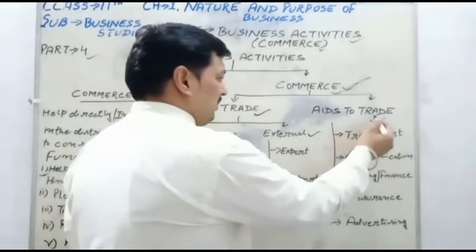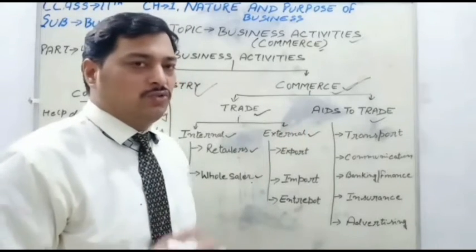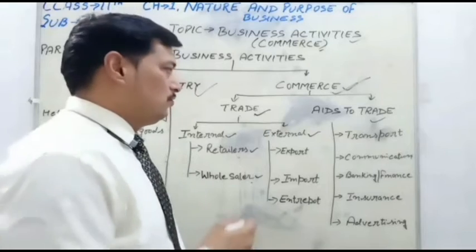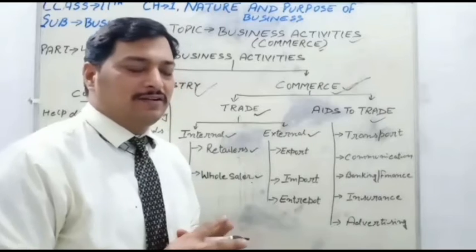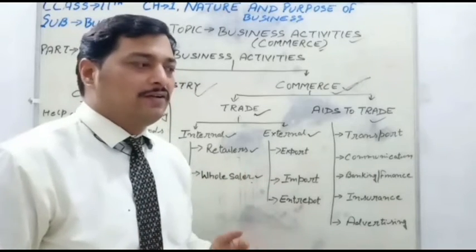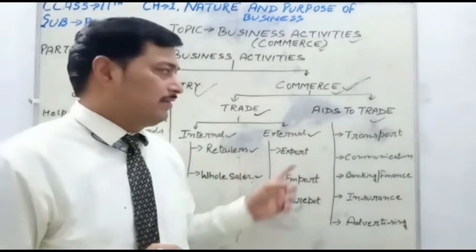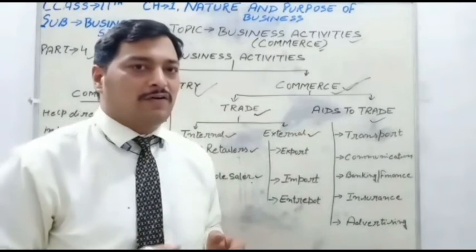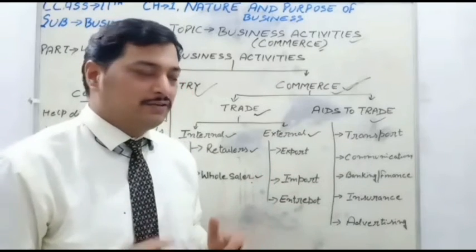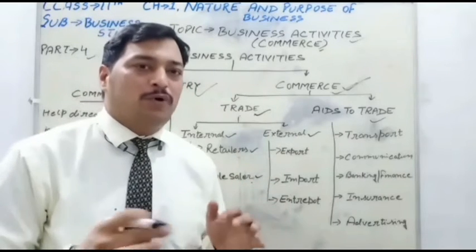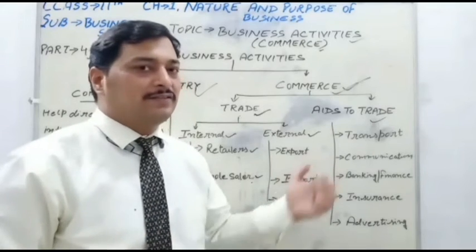Next is aids to trade. Aids to trade are service provider activities. They provide services to the traders. If aids to trade, the auxiliaries of trade, were not there, we could not imagine the activities of trade. Aids to trade remove the hindrances of place, persons, finance, and insurance risk. So it is very important for each and every trader to use aids to trade.